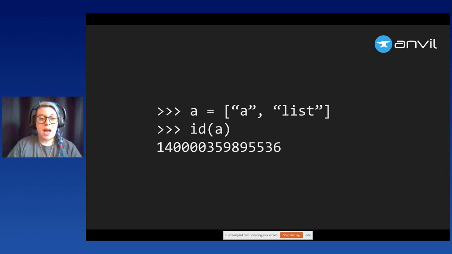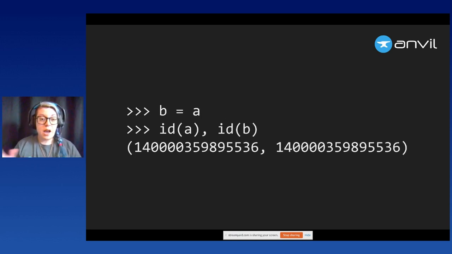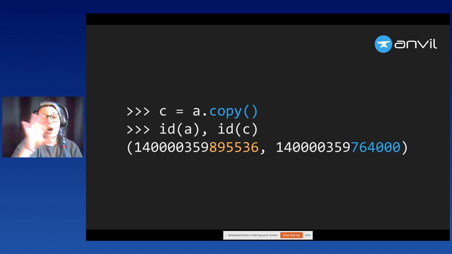We've got a list again, and we've called its id built-in on it, and it's given us a number. If we set B equal to A and we check the IDs of those objects, you can see that they are the same number. They're two pointers to the same object that has the same address in memory. So they've got the same ID, rather. Now, if we make a copy of A, it's creating a new list object in memory and then copying all the contents over. So when we call id on them, we can see that it is different. These two objects are genuinely different, whereas B and A were the same. They were just two names for the same thing.